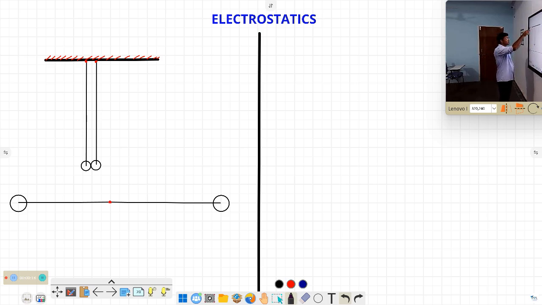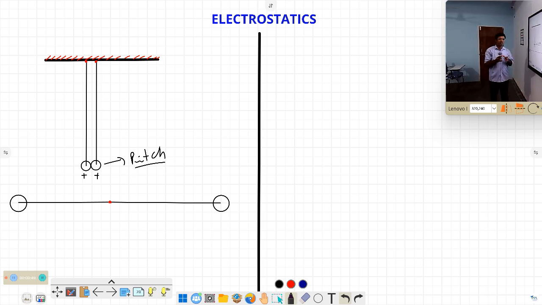The concept is, we take two pith balls, these are called pith balls, or otherwise you can take small spheres also. Now we give charge to these two spheres. When you give the charge to these pith balls, whenever they are suspended side by side using a single vertical rigid support, then positive charges repel each other.